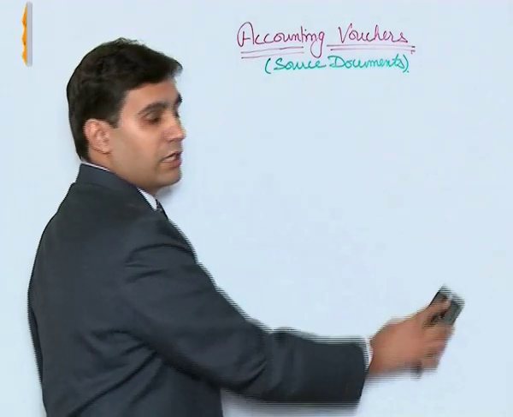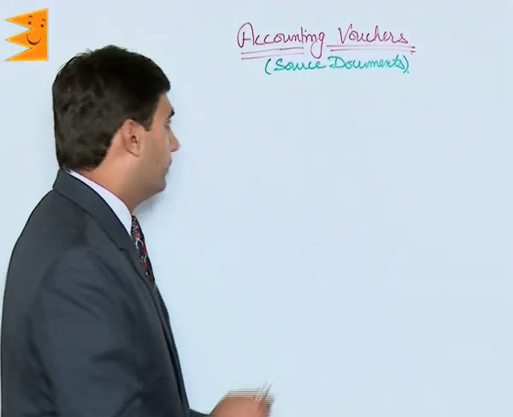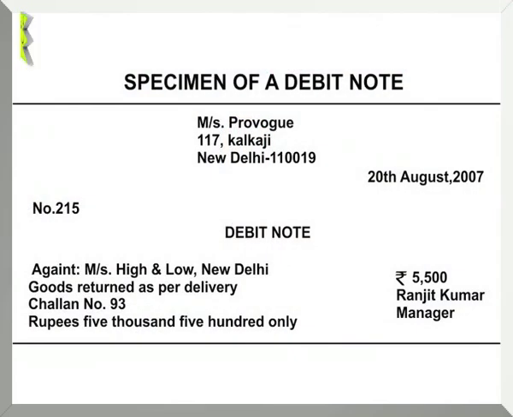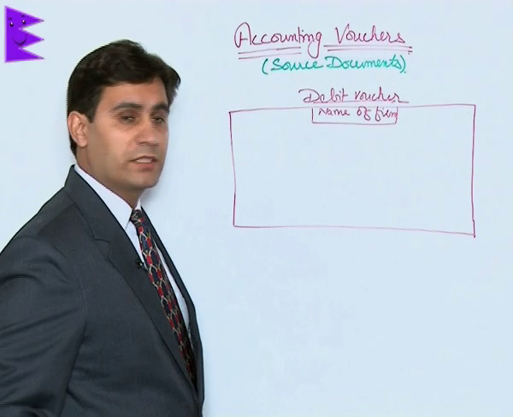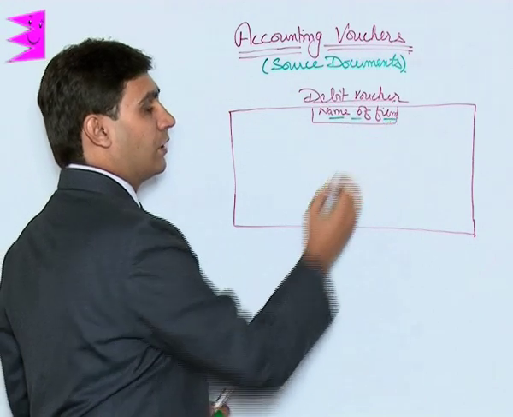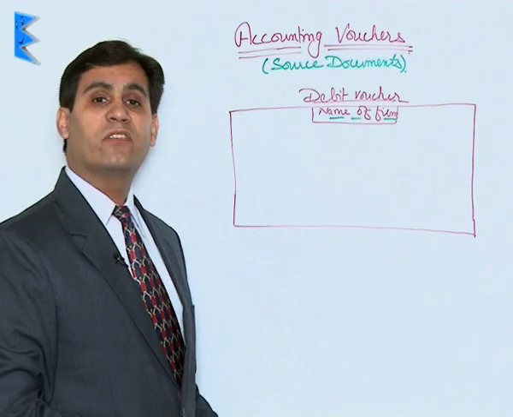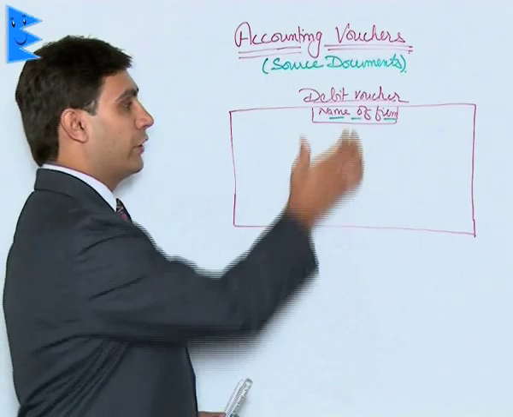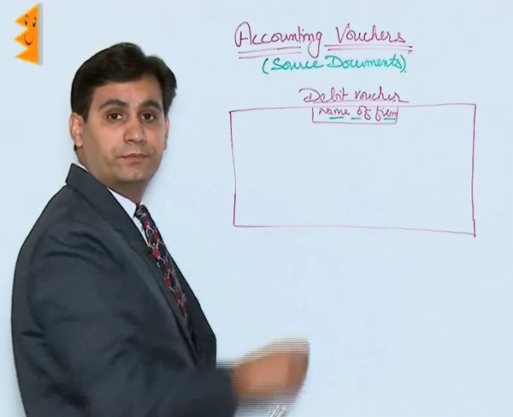I am making a small debit voucher for you. Now students, it is a debit voucher. The first characteristic that it must have is the name of the firm here. The name of your firm. Let's say you are a firm by the name of ABC Limited. So it will carry the name ABC here.